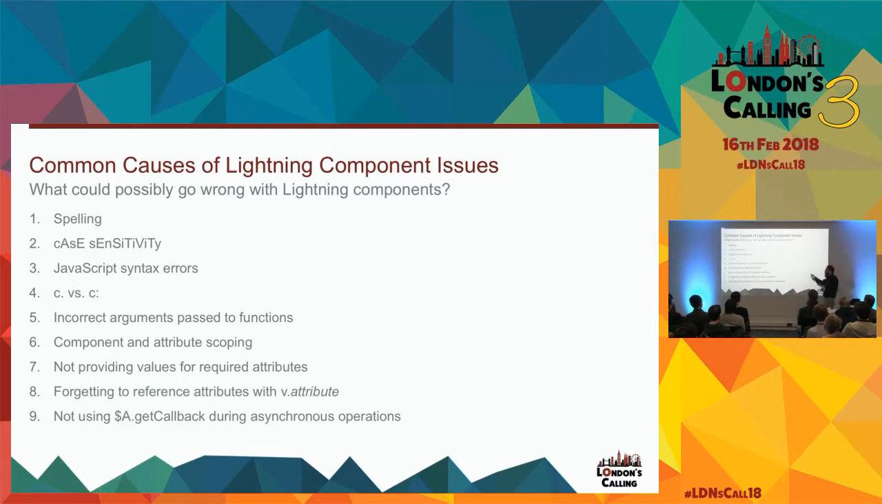This is a difficult one, especially if you're in the controller. So in the controller, we have component, we have event, and we have helper. And you can name them whatever you want to. You can name them apples, bananas, oranges if you want to. You just have to put the arguments in the right order.